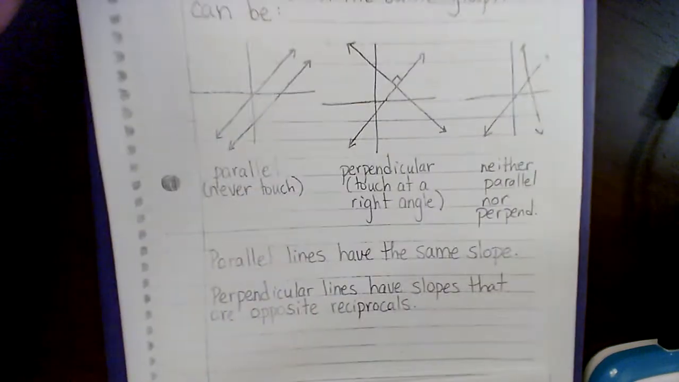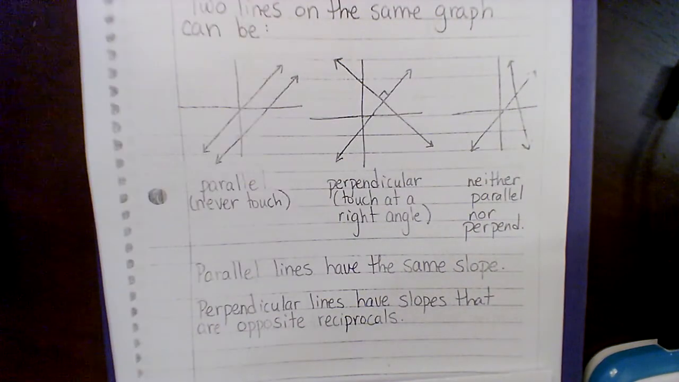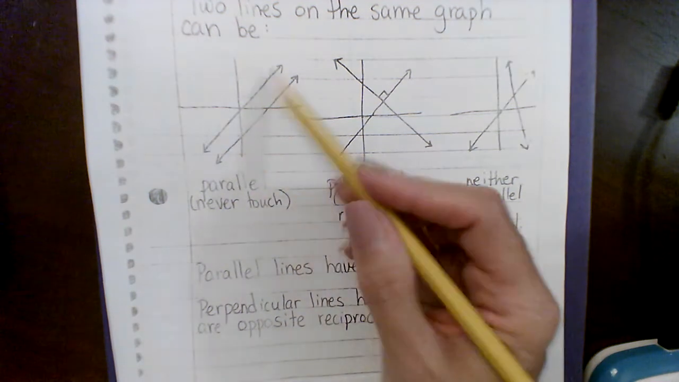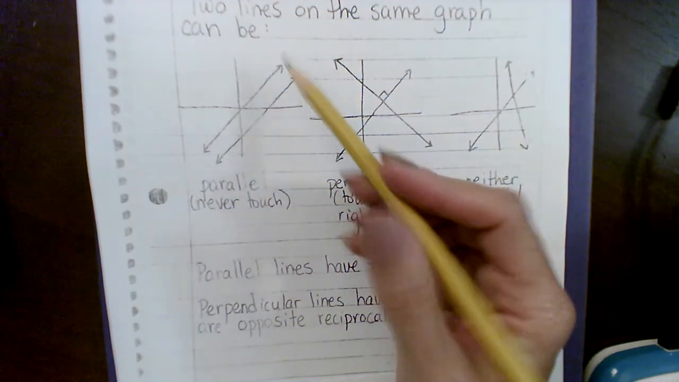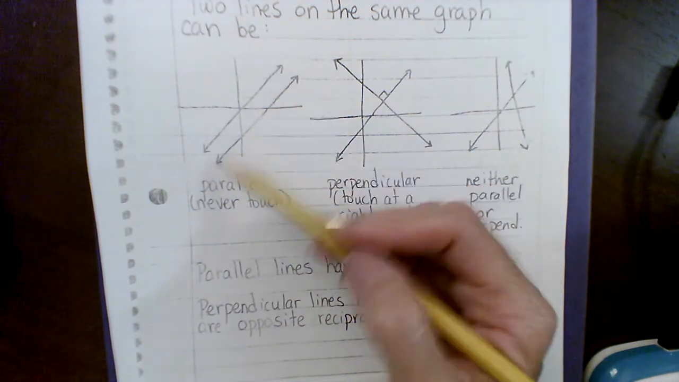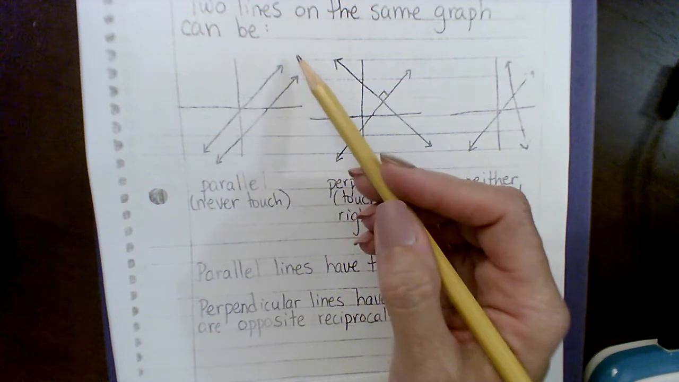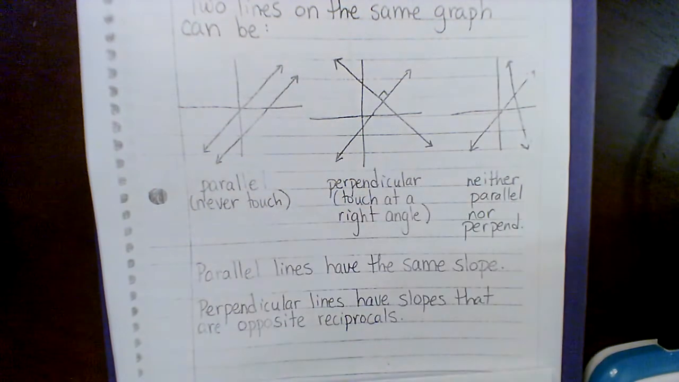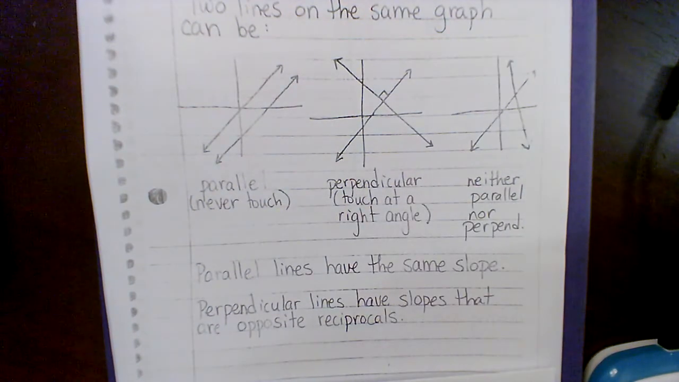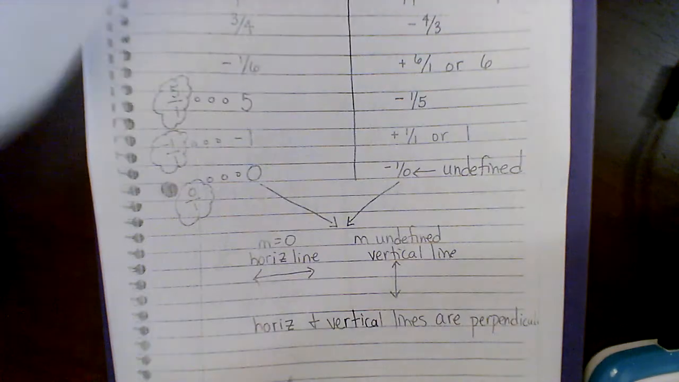Now, parallel lines have the same slope. That makes sense because the slope is the steepness or the incline or the rate of change. So for these two to have the same exact incline would make sense. If they're increasing at the same rate, then they're not going to touch each other. Perpendicular lines, on the other hand, have slopes that are opposite reciprocals. You may have also heard them say negative reciprocals.